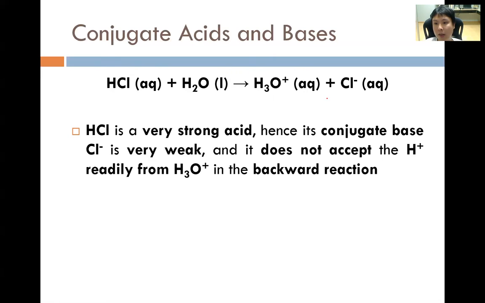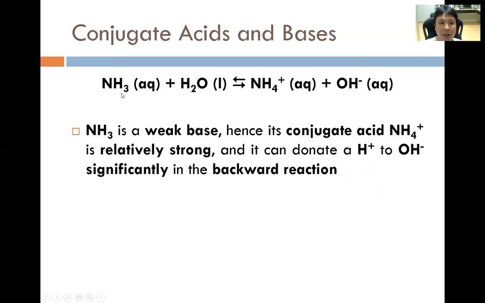So this must be a very weak conjugate base. If it's a strong conjugate base, the backward reaction happens and it will not be a strong acid because it will not go to completion. Okay, so this is an illustration that if you have a strong acid, the conjugate base is relatively weak, and it will not accept the H+ from H3O+ in the backward reaction.